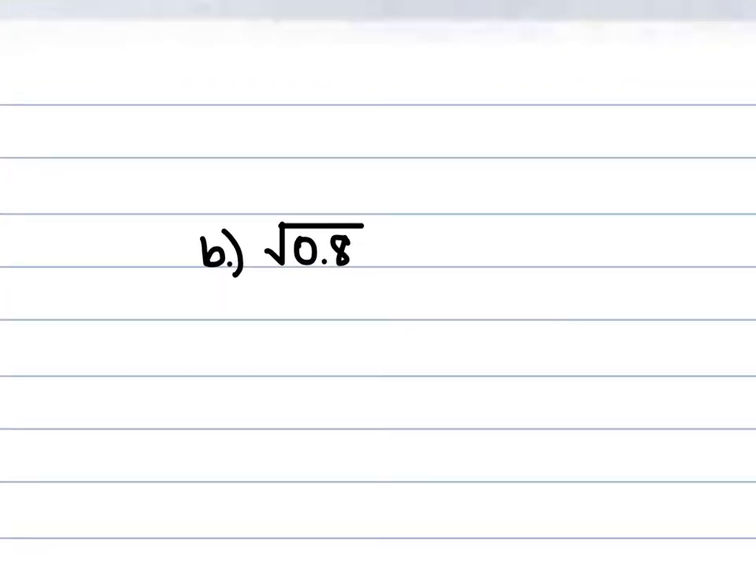So 2 times 3 is 6, square root 19. For B, we have the square root of 0.8. So again, this 8 is in the 10th place, so this is the same exact thing as the square root of 8 over 10. Well, 8 over 10 is the same thing as the square root of 4 over 5. Now, when we do this, this is also the square root of 4 over the square root of 5.